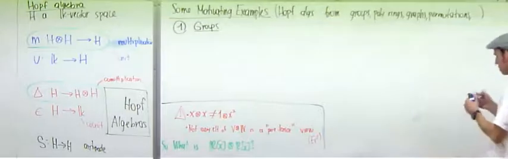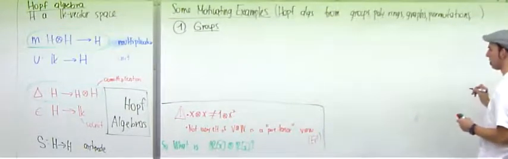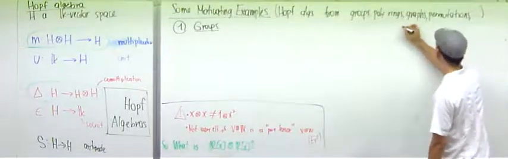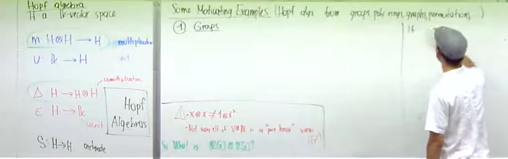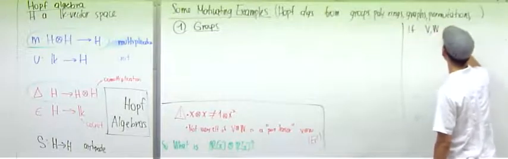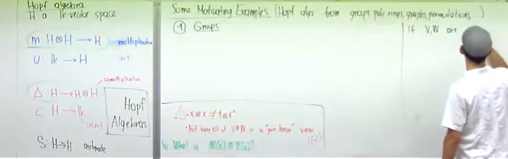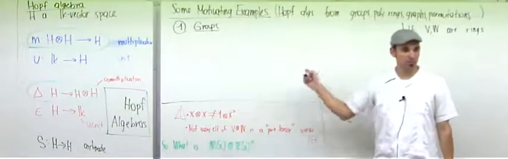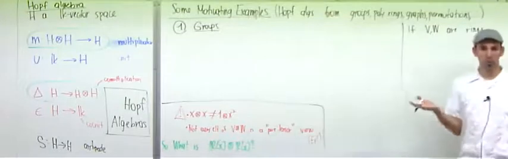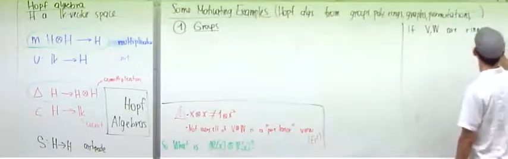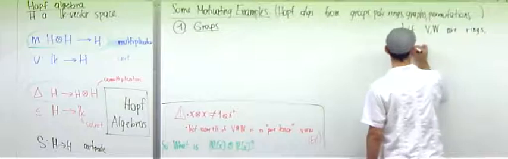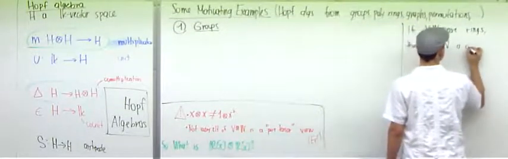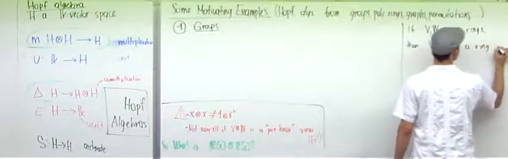I'm realizing that there's one more thing that I wanted to say. So let me say it here. If you also have that V and W are rings, like they were in this example that I just erased, right? Both V and W were the polynomial ring. Then you can actually make V tensor W into a ring if you multiply.